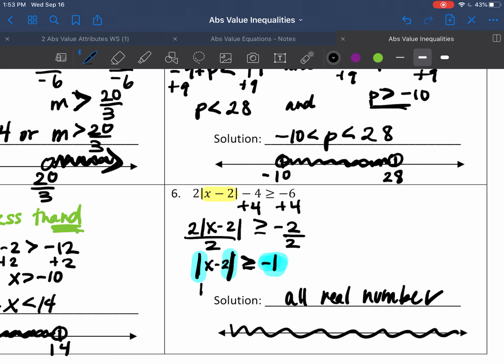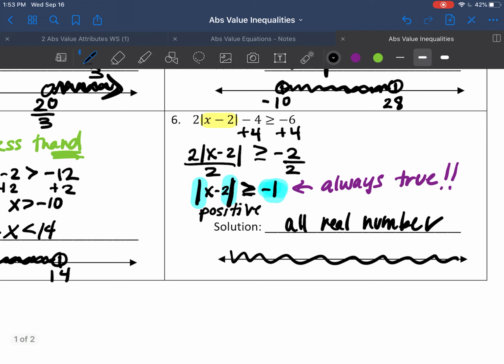Okay, absolute value is always positive because it's distance. So my left-hand side of this inequality is always positive. It doesn't matter what I plug in for x, it's always positive over here. And I'm asking, when is a positive number greater than a negative one? This is always true without even solving anymore.